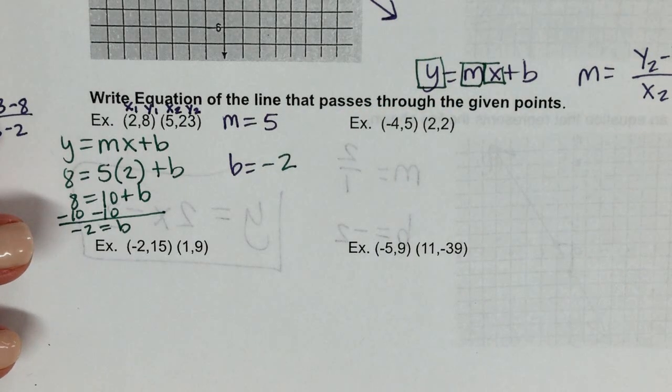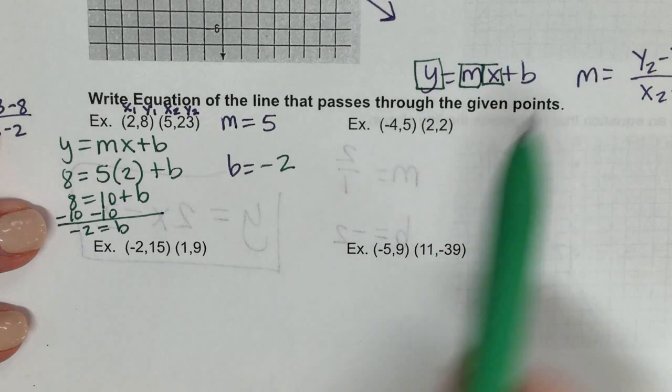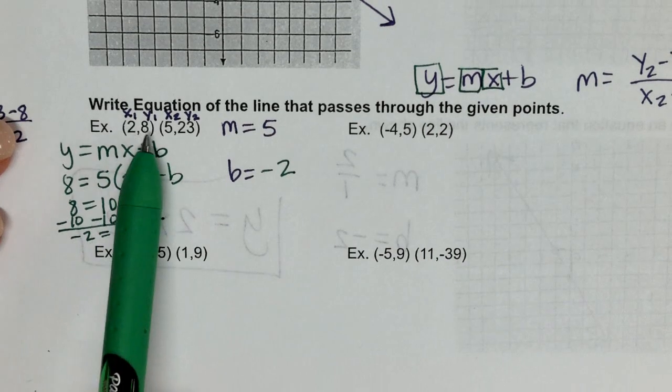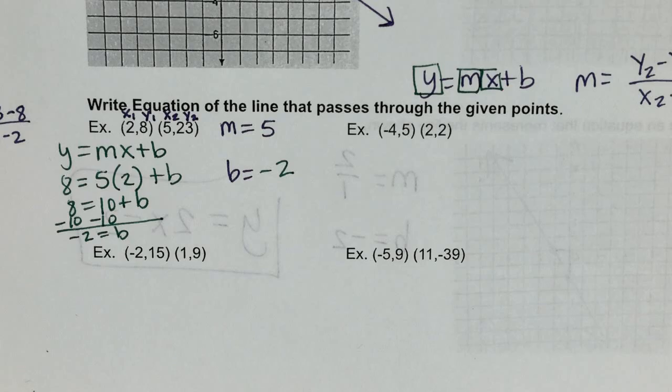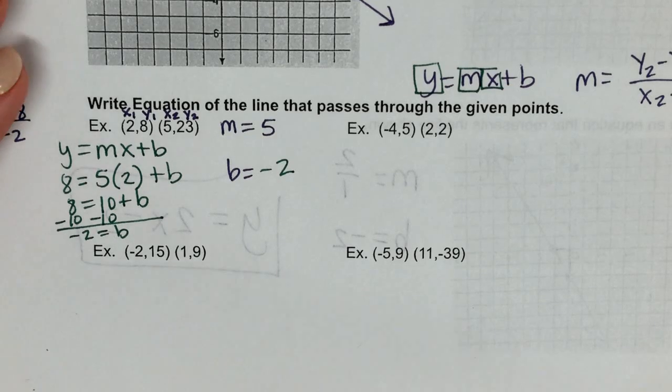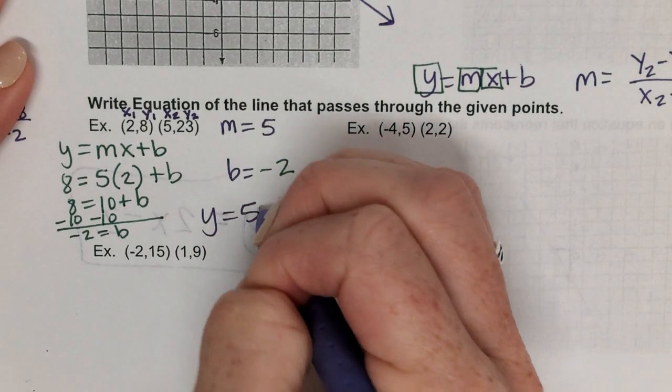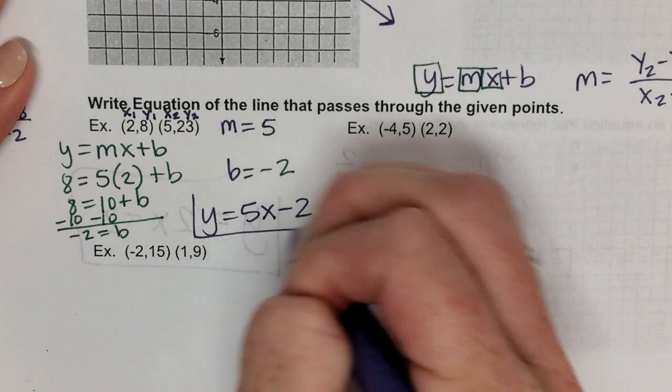Now do I have what I need to write an equation in mx plus b form? So now I don't write the 8 and the 2. I only use that to solve for b. My equation now is y equals 5x minus 2.